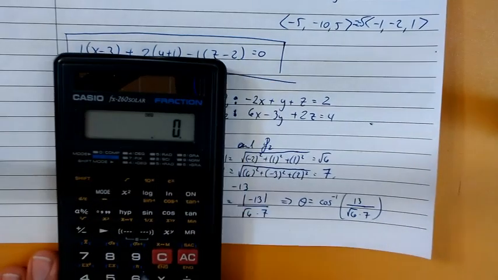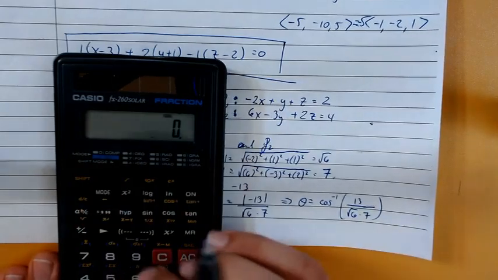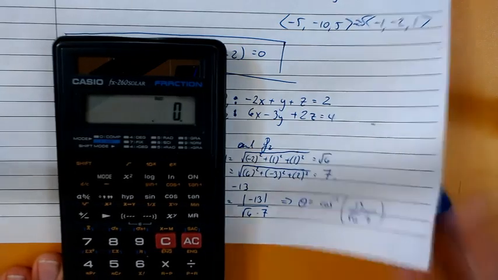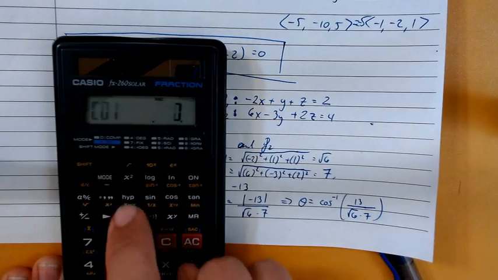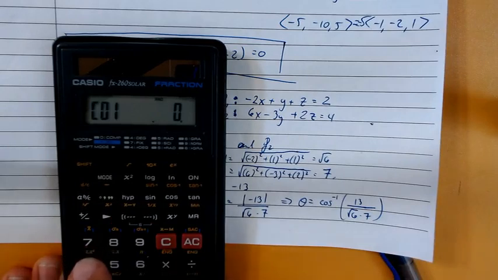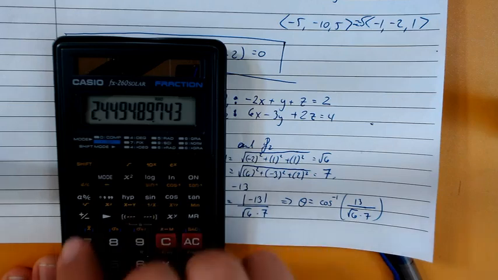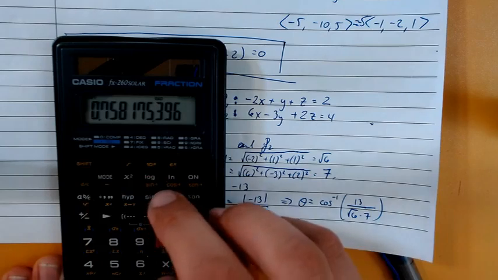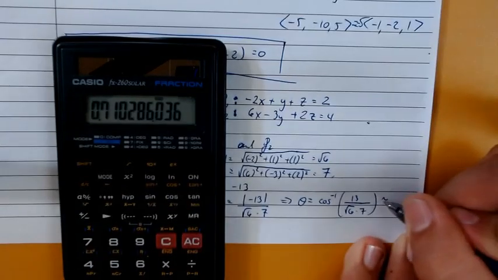So we'll grab this thing. I'm in degrees right here. Usually we want things in radians unless they state otherwise. Here, I'll just do it in both. Here we take, let's see, 13 divided by, the denominator would be root 6 times 7. And then we take the arc cosine of that, and that gives us about 0.71 radians.